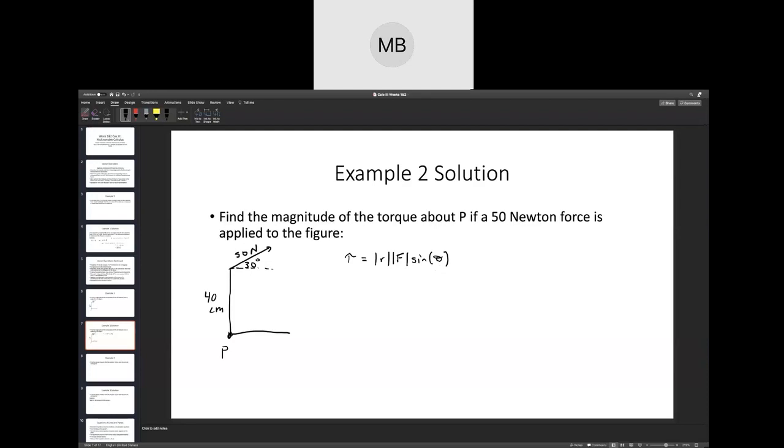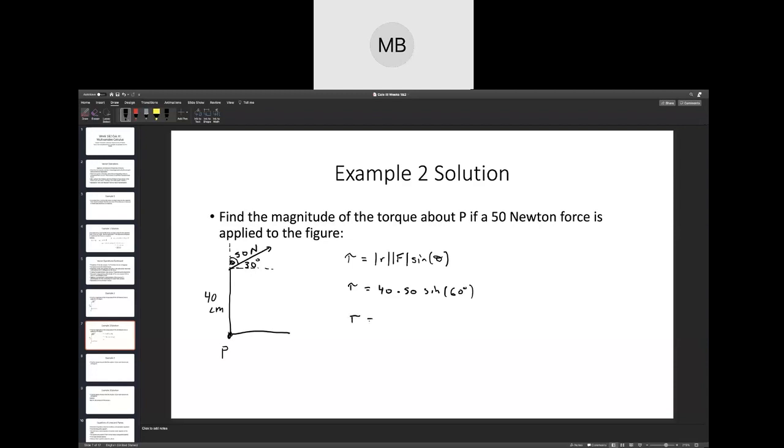So if we go to our diagram, the angle between the position vector, which here is 40, and the force vector is this theta in here, which is complementary to 30 degrees. So we know that's 60 degrees. So the torque then is 40, because that's the length of the position vector, times 50, that's the force vector, times sine of 60 degrees.